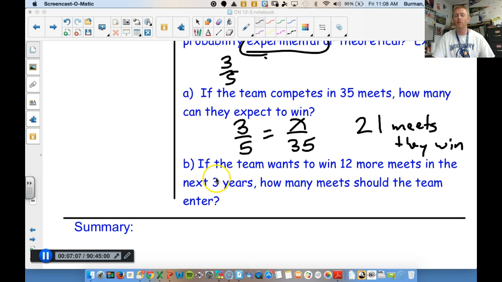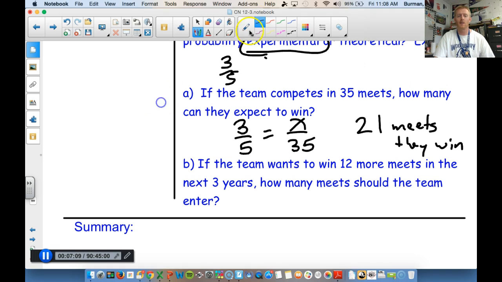If the team wants to win 12 more meets in the year, how many do they need to enter? So if they win 3 out of 5 and they want to win 12, how many should they enter? Well, it's the same kind of a thing. 3 gets multiplied by 4, so they need to enter 20. They should enter 20 meets if they want to win 12.